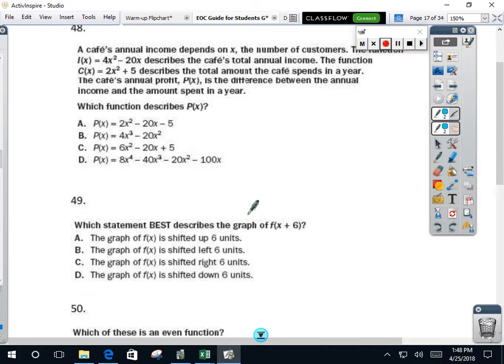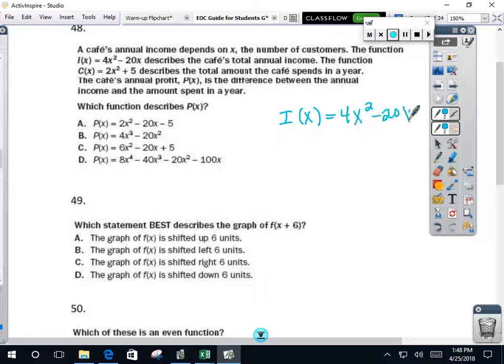A cafe's annual income depends on X, which is the number of customers. The function I of X equals 4X squared minus 20X describes the cafe's total annual income. The function C of X equals 2X squared plus 5 describes the total amount the cafe spends in a year. The cafe's annual profit, which is P of X, is the difference between the annual income and the amount spent in a year. So what do you do?